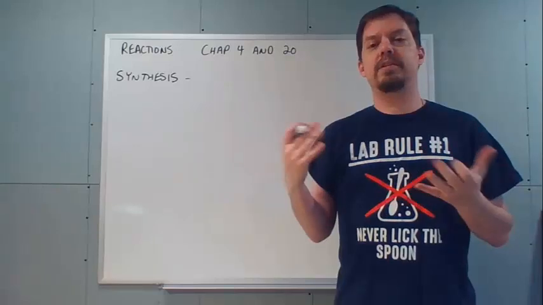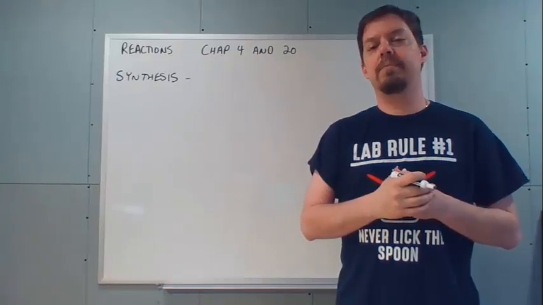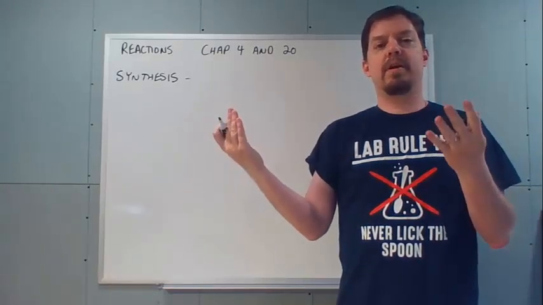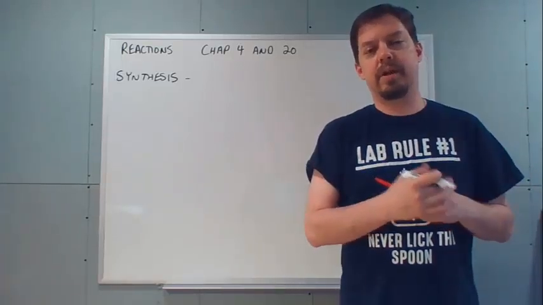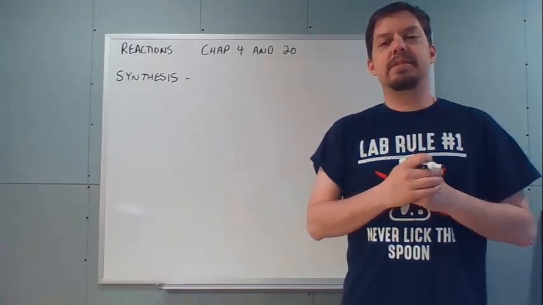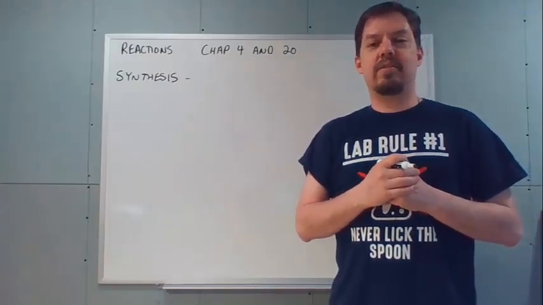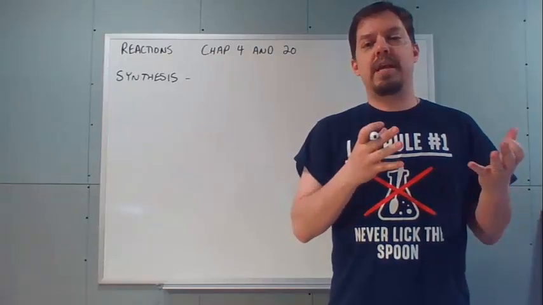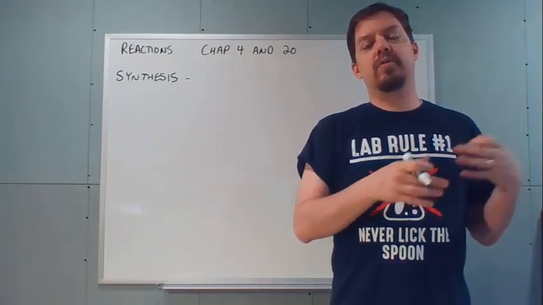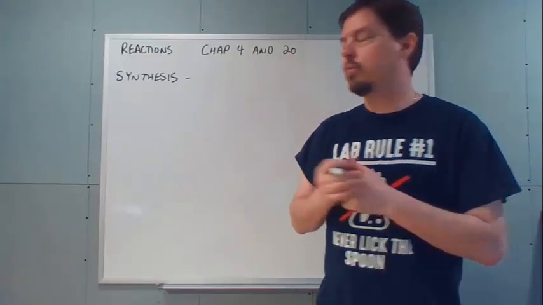you're not just taking two elements and putting them together this time, but you know that if you do have a metal with a nonmetal, you're going to make an ionic compound. If you have two nonmetals, you're going to make a molecular compound. But the synthesis reactions that are important here that come up a lot in AP are when you are taking a nonmetal oxide or a metal oxide and putting it in water.